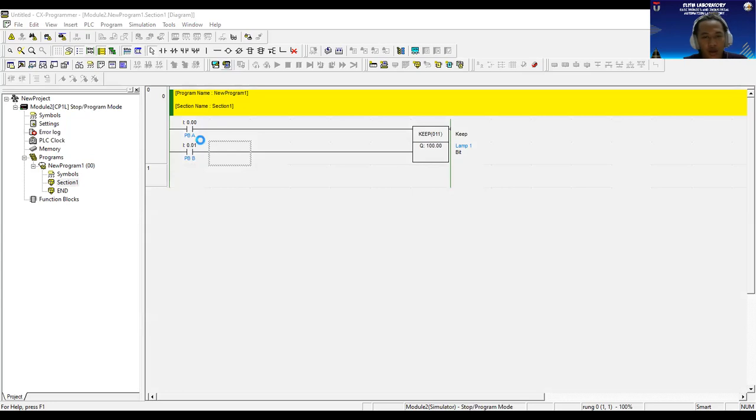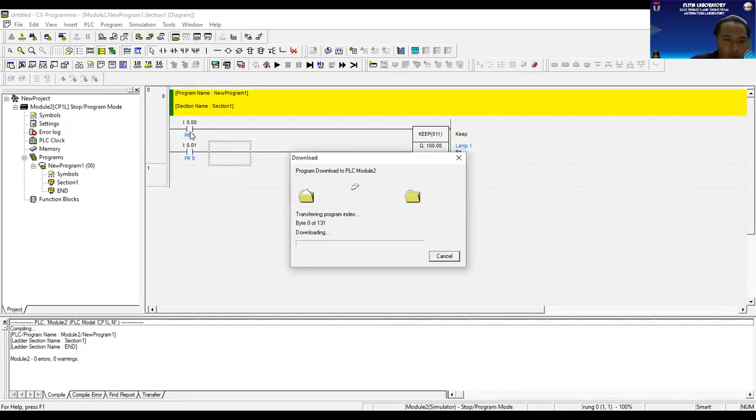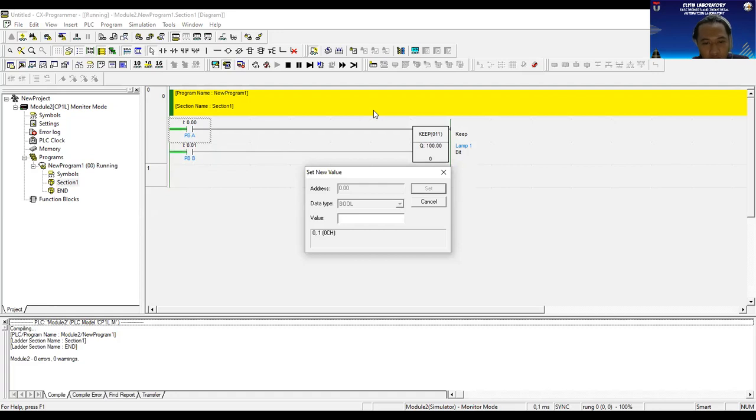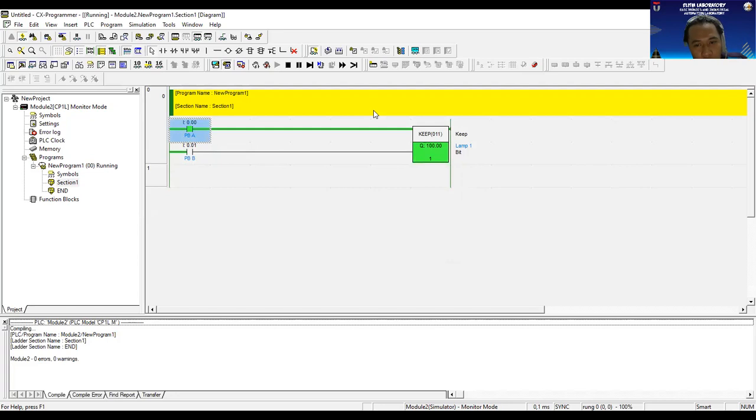Now we start the simulation. You can see when the push button is on, the condition is 1, so it turns on. It will keep the condition 1 until the other push button is on. When that push button is on, it will be reset to 0. Like that.